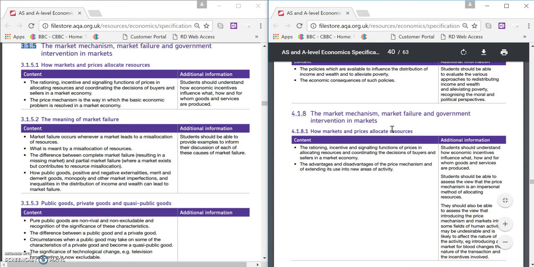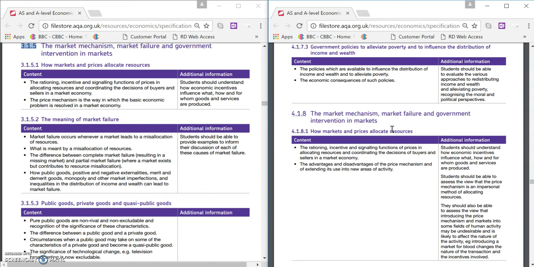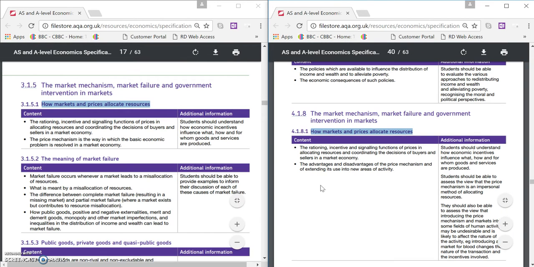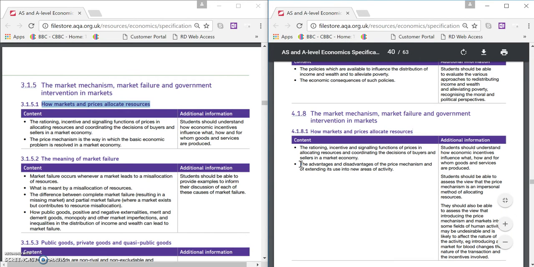Hopefully then this video, this is obviously the first of a handful of videos, we'll be able to fill in all the blanks. So let's have a look at the first part. So we've got how markets and prices allocate resources. Exactly the same thing over here in the A-level spec. The main difference between the AS and the A-level is that the A-level spec wants you to be aware of the advantages and disadvantages of the price mechanism.